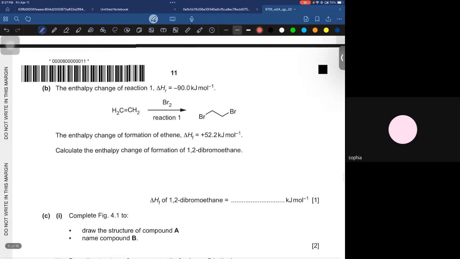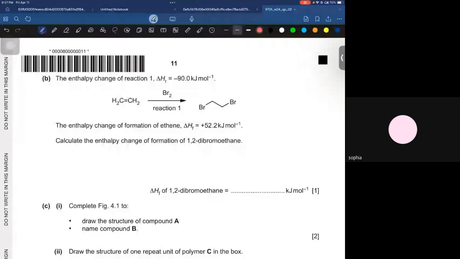Then in part B, the enthalpy change of reaction one is minus 90.0 kilojoules per mole. The enthalpy change of formation of ethene is 52.2. Calculate the enthalpy change of formation of 1,2-dibromoethane. So what's the formula? Delta H of formation is equal to product minus reactant.